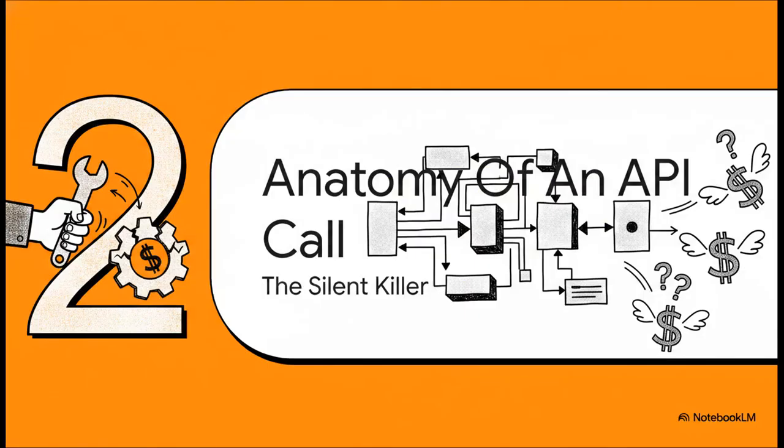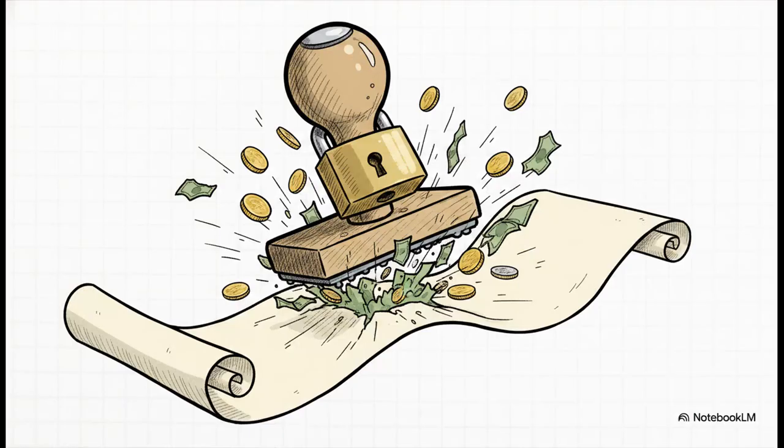All right, Section 2, Anatomy of an API Call, or as I like to call it, the silent killer. So, where exactly is all this money going? Well, a massive chunk of it is going to the silent killer of your application, your system prompt.